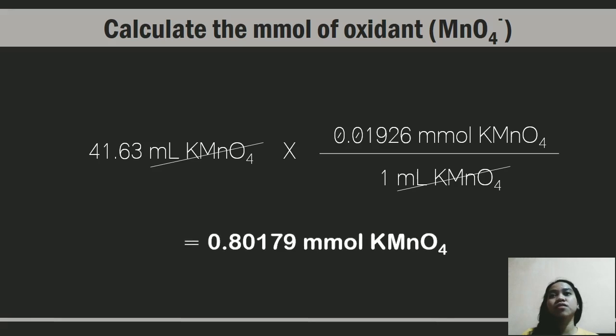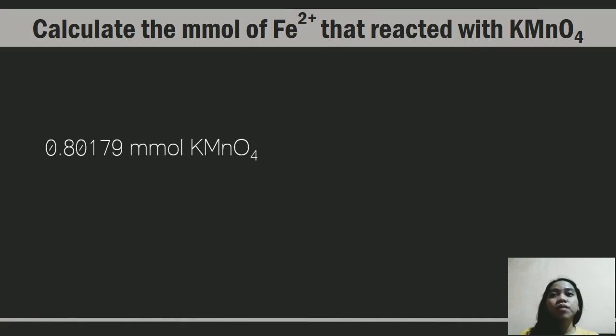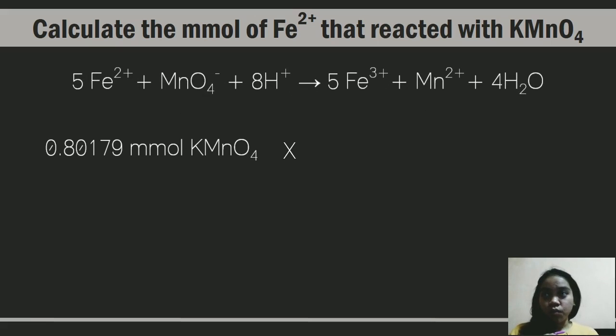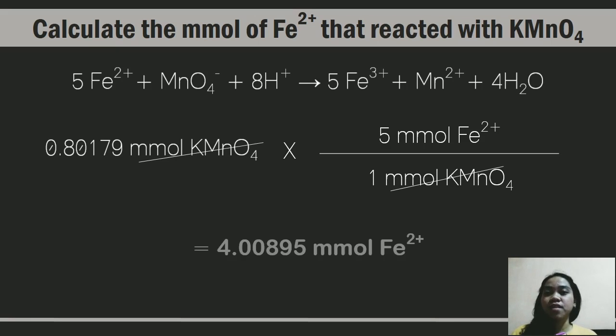Let's use that value to calculate the millimoles of the Fe2+ that reacted with the potassium permanganate. Now we will use the overall reaction that we got earlier. It is clearly stated here that we need 5 millimoles of Fe2+ to react with 1 millimole of permanganate. So that's a relationship there. We will cancel this out, then we will end up with 4.00895 millimoles of Fe2+.